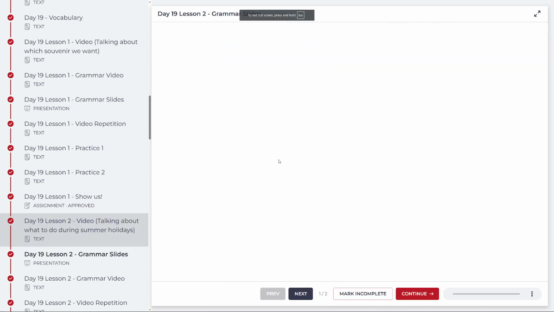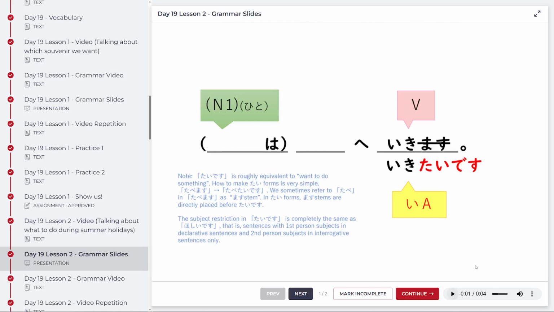All right. Grammar activities. Oh lordy. Tai is roughly equivalent to want to do something. How to make tai forms is very simple. Tabemasu. Excuse me, I got infected by the tai. Tabetai. We sometimes refer to tabe in tabemasu as the mas stem in tai form.